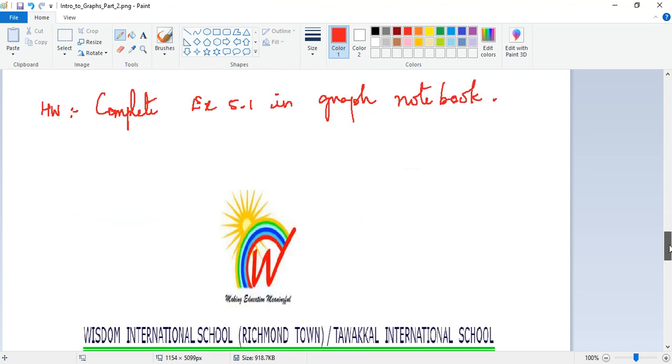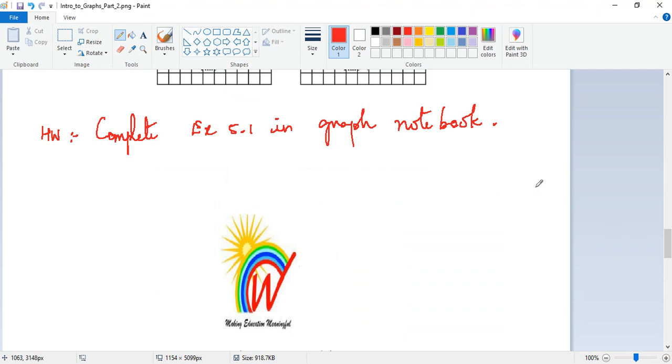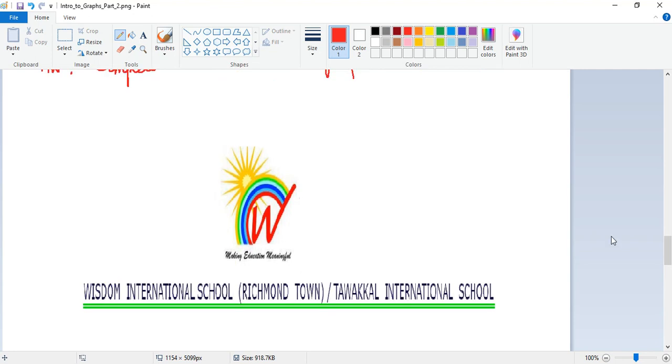So you complete this exercise 5.1 in your graph notebook, because you have a few graphs which you have to draw on the graph notebook and solve the problems. Okay. So complete it.